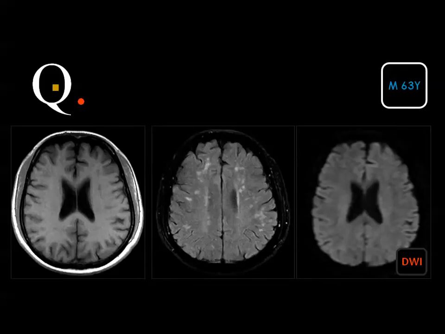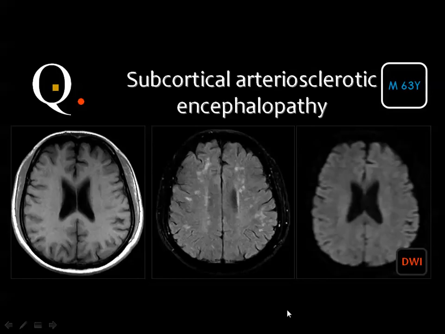This is a 33 years old male with multiple high signal foci in the FLAIR image around the ventricle. They are not seen in the T1 and they are not showing diffusion restriction. Diagnostic of subcortical arteriosclerotic encephalopathy. And whenever you see a subcortical arteriosclerotic encephalopathy and you have the full exam, look at the temporal lobes. If the temporal lobes are involved, you think of CADASIL.